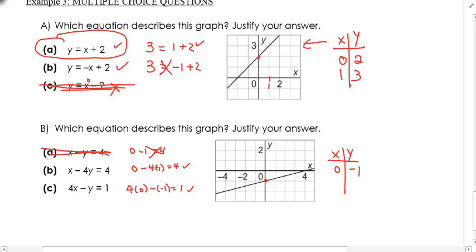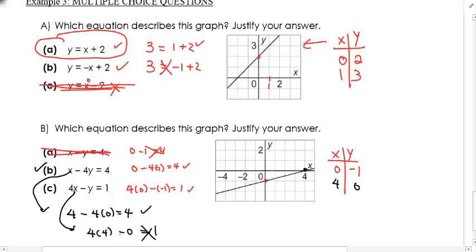So pick another point. I'm going to choose this one here. It's a nice whole number, 4 and 0. So let's go ahead and plug it in. If I choose this one, B, x is 4, y is 0. Is that a true statement? 4 minus 0 is 4. Yes. B looks okay for now. Let's just double check with C. 4 times 4 minus 0. That is definitely not 1. So, hello. B is the correct answer.